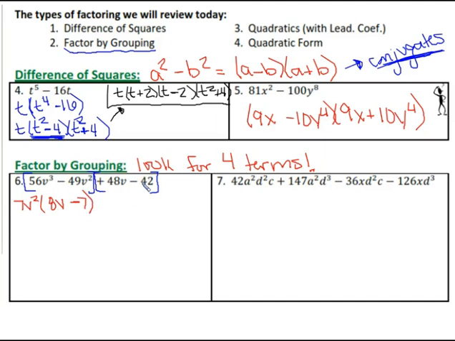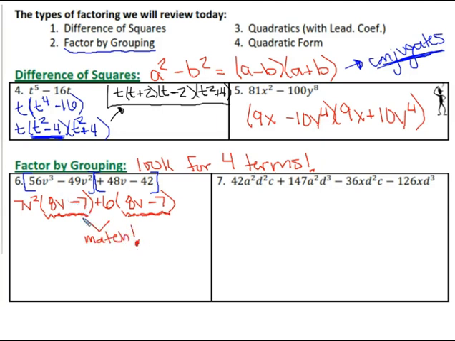Now if we take a look at our second group, what can we take out of that one? This one has a 48v minus 42. Well, 48v and 42 both have a 6 in common, so we're going to take out a positive 6. And when we do that, we're left with 8v minus 7. And look at that. This leftover quantity here and this leftover quantity here actually match, and that's good because we want that to happen.